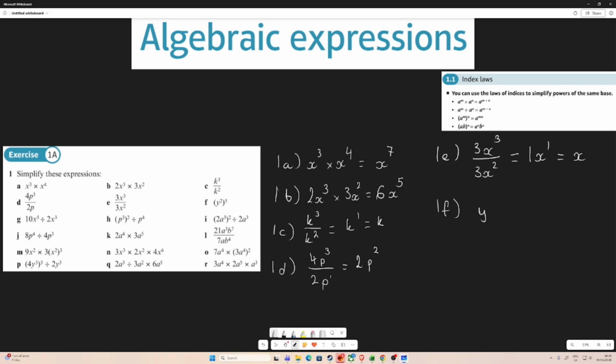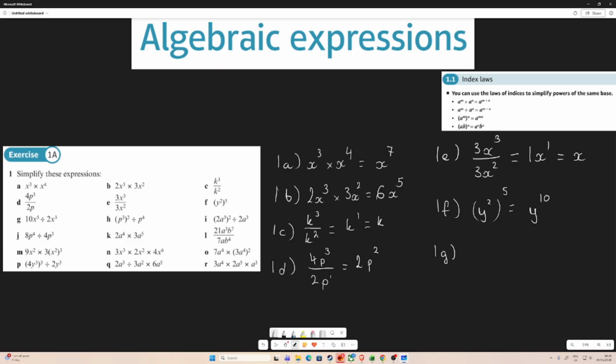1f. We have y squared to the power of 5. We'll have a product, so I will just multiply the powers. 2 times 5 is 10, so that's y to the power of 10.